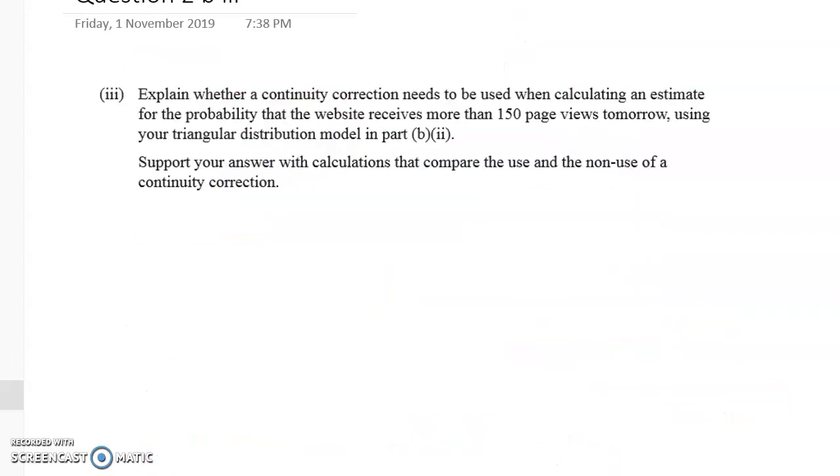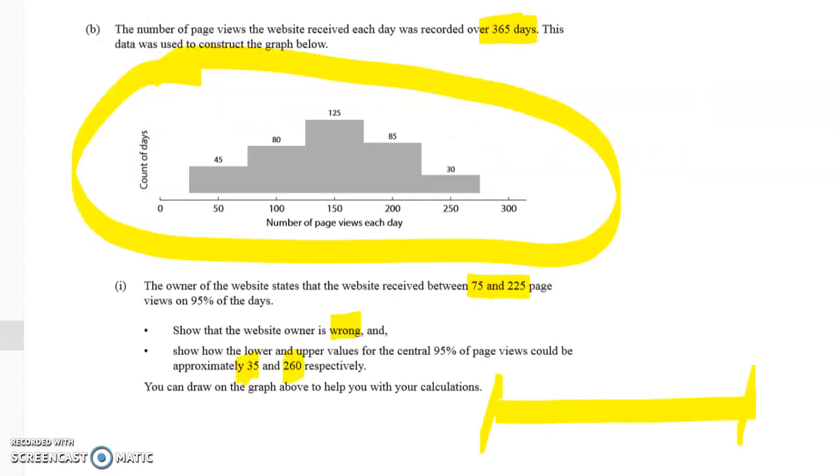The last bit, which when you read it, you might think this is the excellence part of the question, is actually not. You're not looking for that much here. So this is a merit part. We have to explain whether we need to use a continuity correction when we're figuring out an estimate for the probability that the website gets more than 150 page views tomorrow. And then we have to support our answer with calculations that compare the use and non-use of a continuity correction. But no, apparently that was merit. So let's go back to the first part and see how we can do that pretty thoroughly.